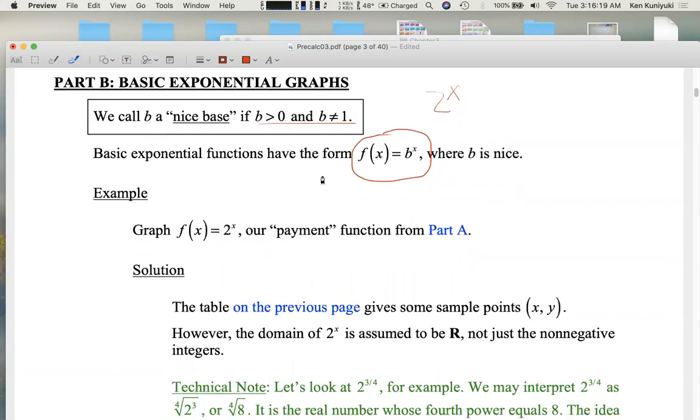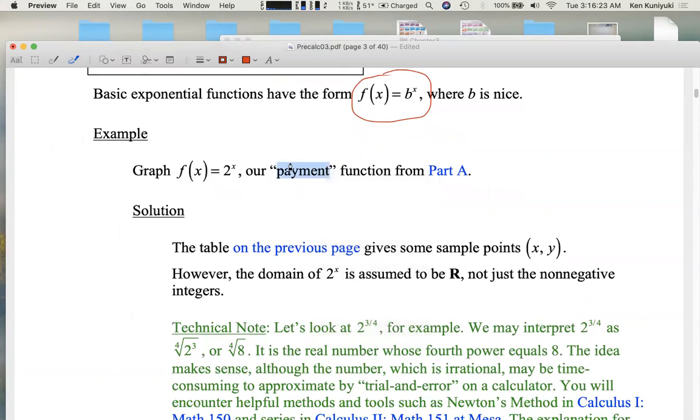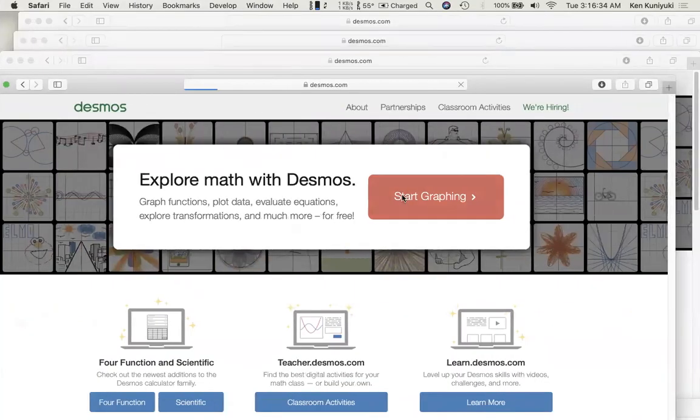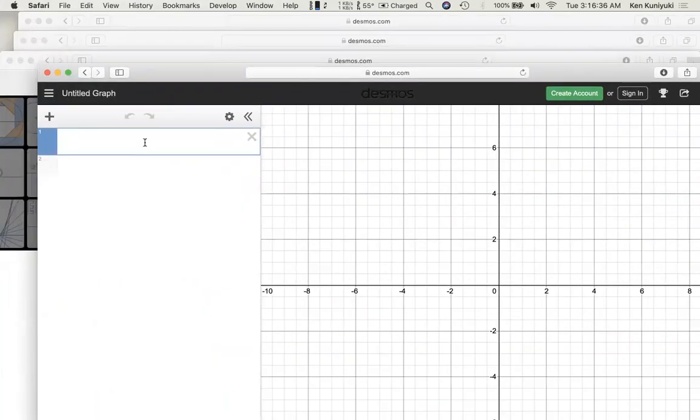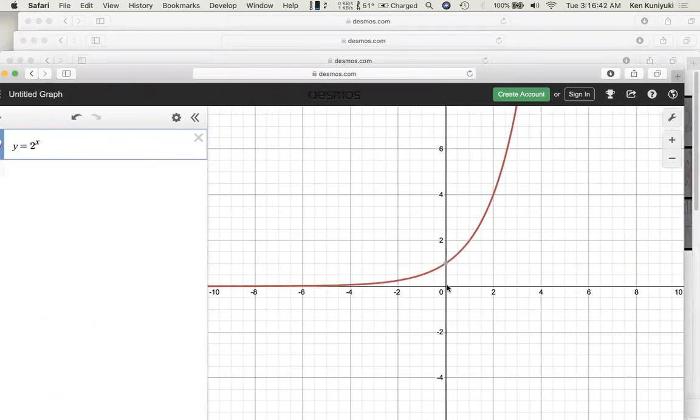All right, so let's take a look at the graph of this. How do we graph y equals 2 to the x, our payment function from part A? Well, let's go to Desmos. Okay, so we can ask Desmos, what does y equals 2 to the x look like? And it's that J curve. 2 to the 0 is 1, 2 to the first is 2, 2 to the second is 4, and so forth.